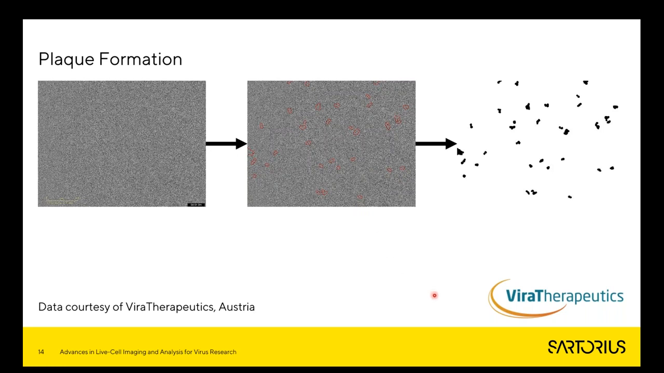Researchers from Vira Therapeutics, located in Austria, have performed a plaque formation assay using the Incucyte system. To quantify the plaques that were formed, they took the negative impression of these masks by exporting the images and the maskings, and then using ImageJ, they did a negative impression to quantify these plaques. As I mentioned, since the Incucyte does not work with proprietary file formats, you can export all your images to also analyze them further using third-party software. This just shows how flexible the Incucyte system really is.